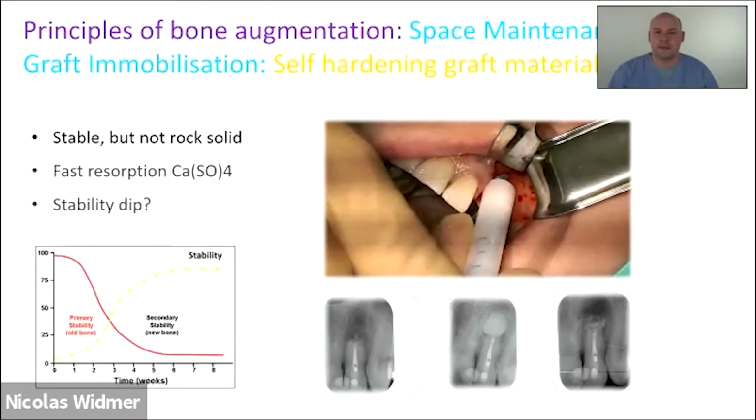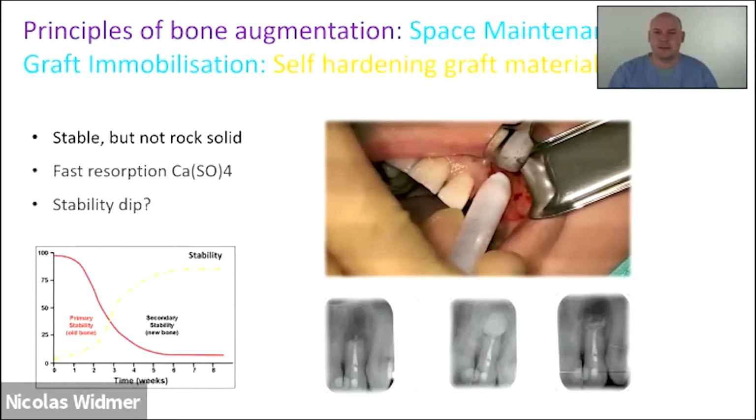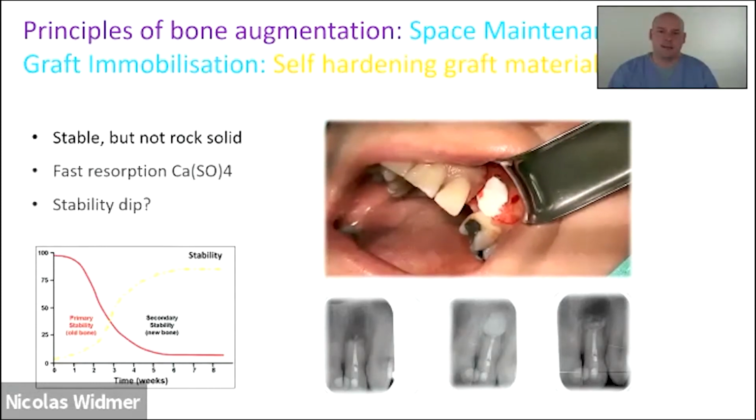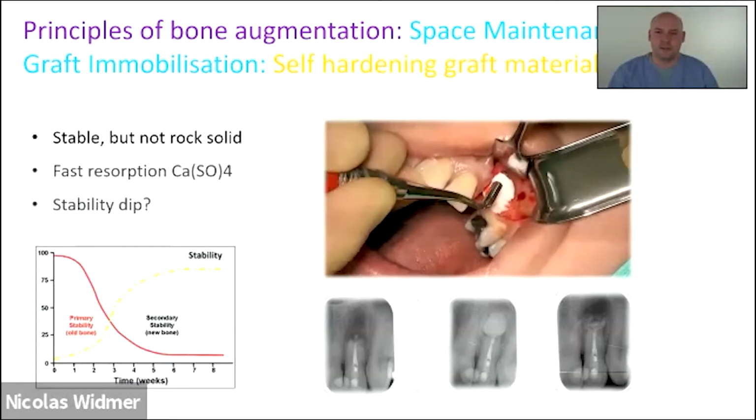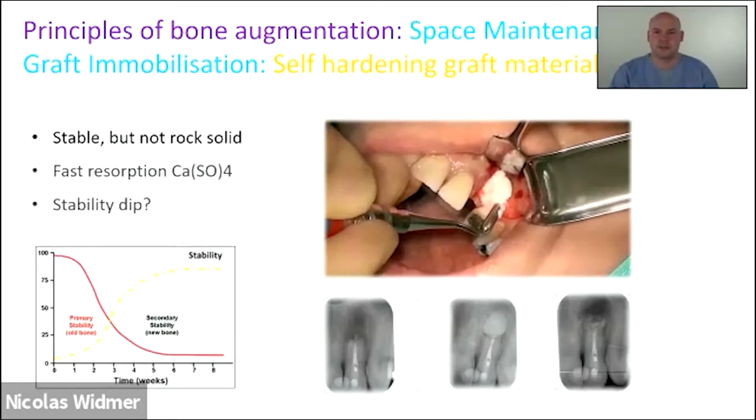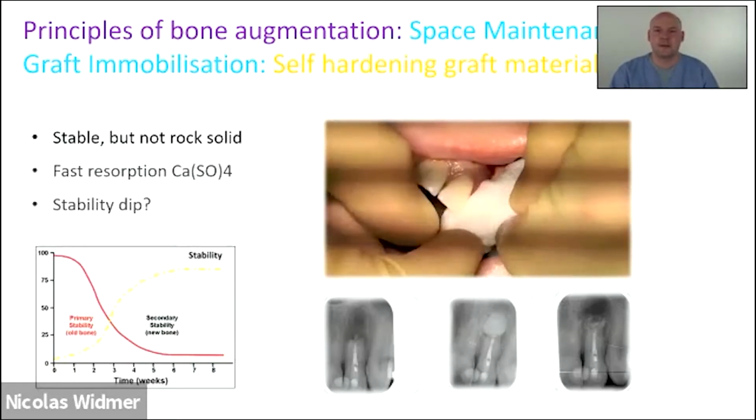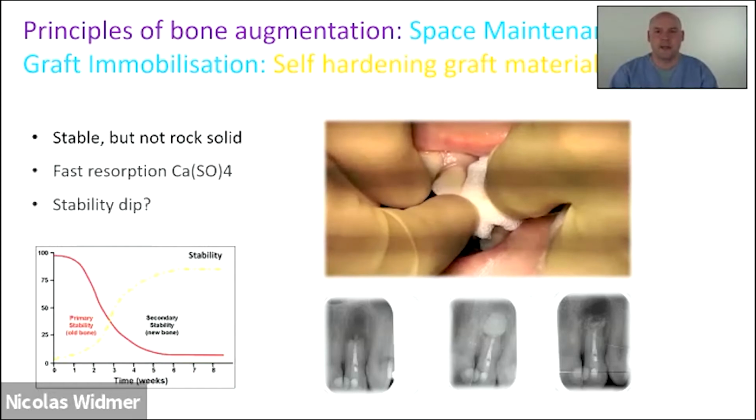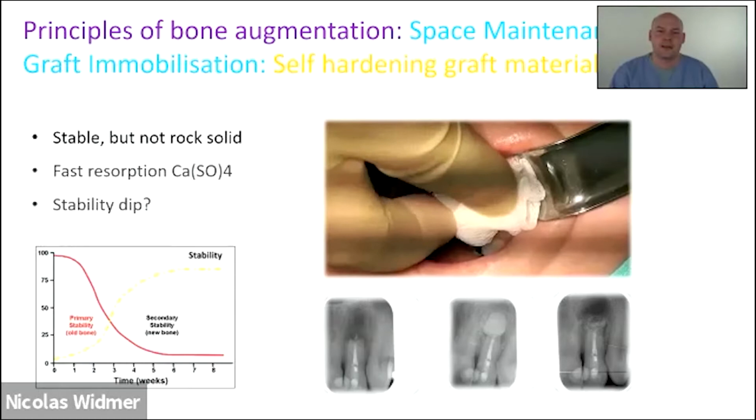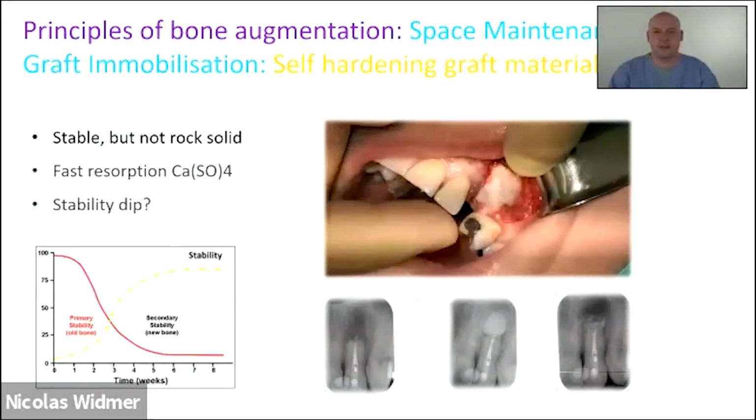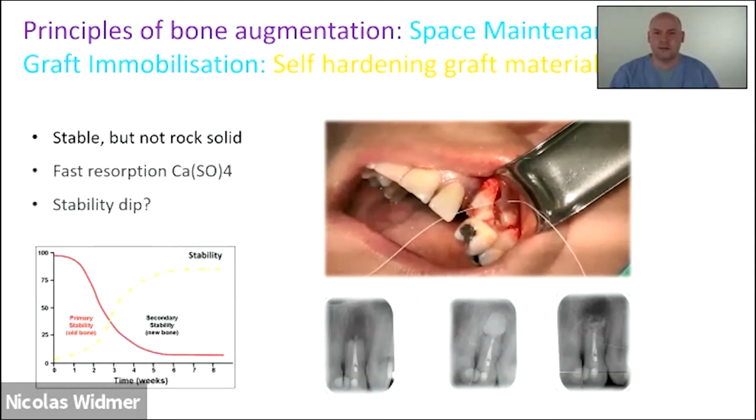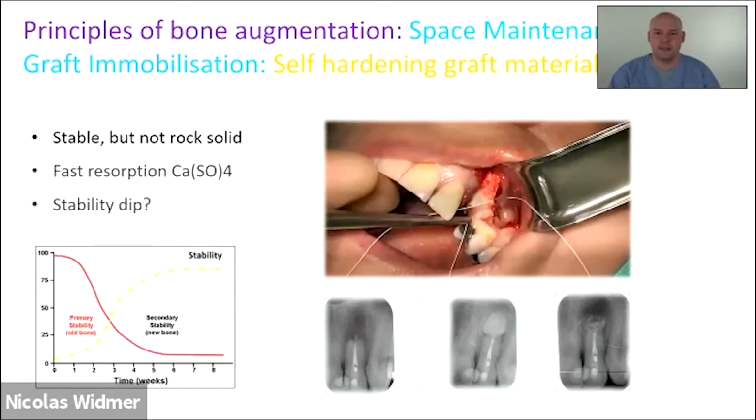So here in this video, I place the EthOss directly out of the syringe. Then we can use an instrument to give the shape, but we should not really push it, just shaping it. Then we use a dry gauze and place it for maybe 3, 4, 5 minutes. And during this time, the calcium sulfate is setting and the EthOss is hardening. And then we can easily suture.